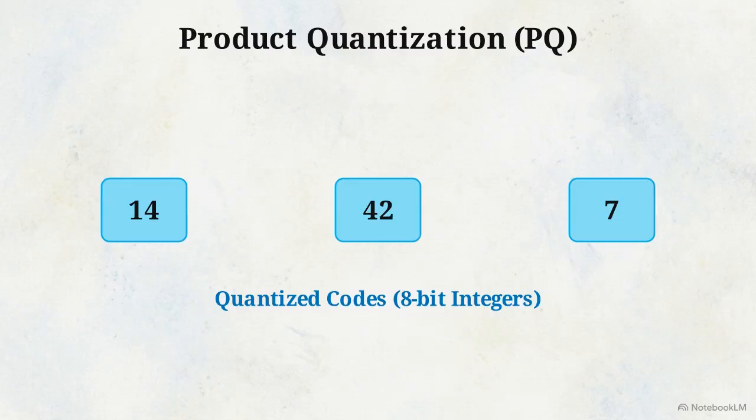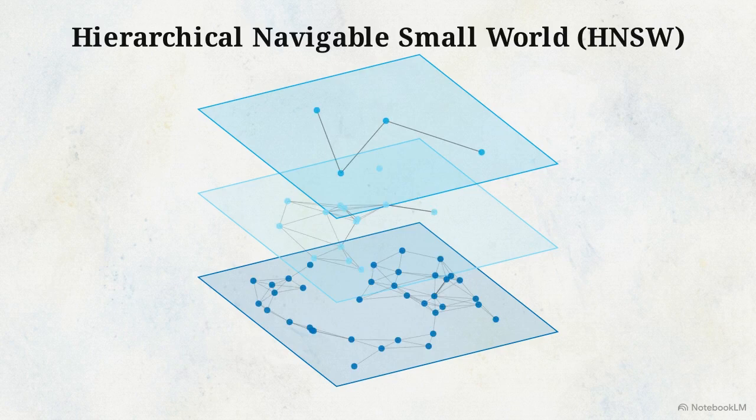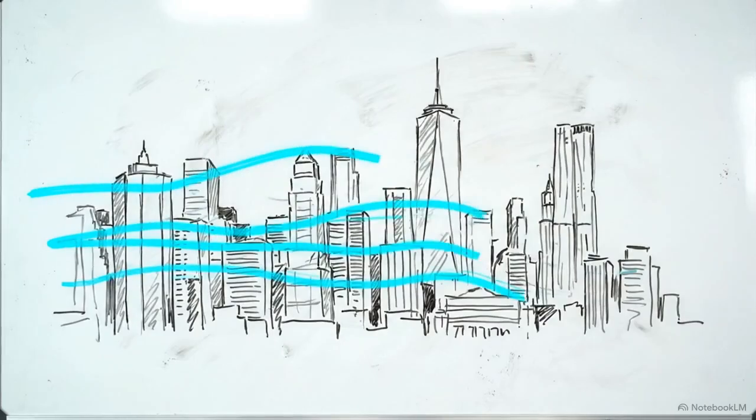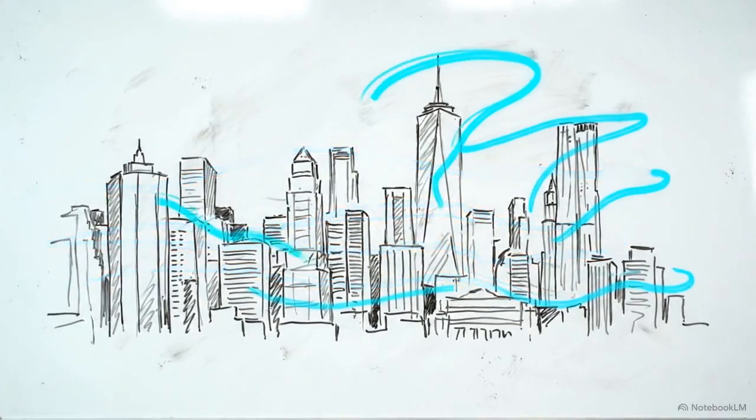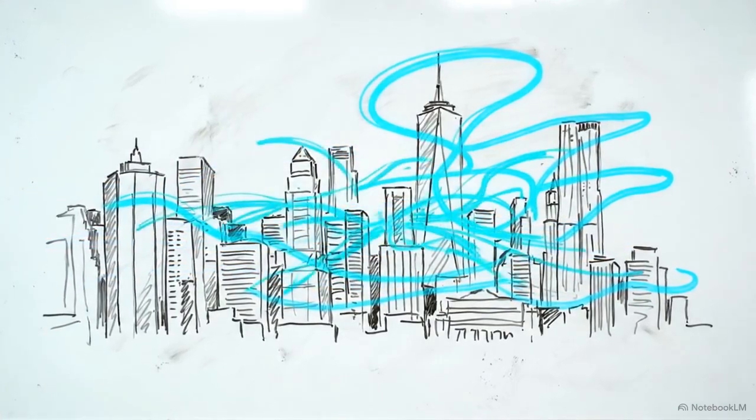calculations. Finally, we have Hierarchical Navigable Small World, or HNSW. This builds a multi-layered graph. The system uses long highways on the top layer to cross the dataset quickly, then drills down to dense local connections to pinpoint the closest neighbors. These indexing tricks form the invisible architecture that makes real-time, zero-latency AI responses physically possible at an enterprise scale.